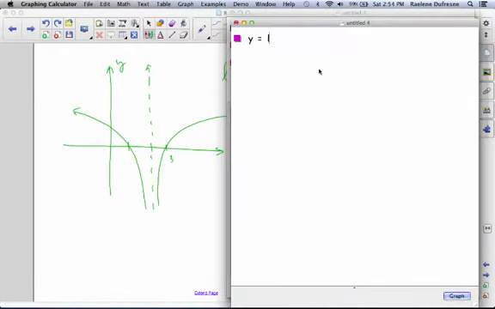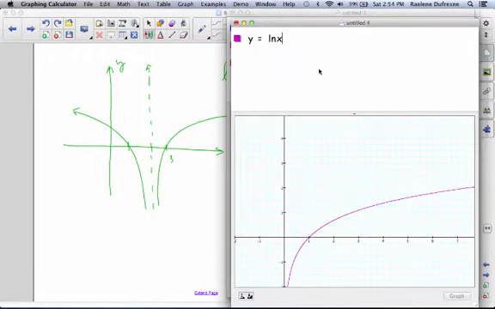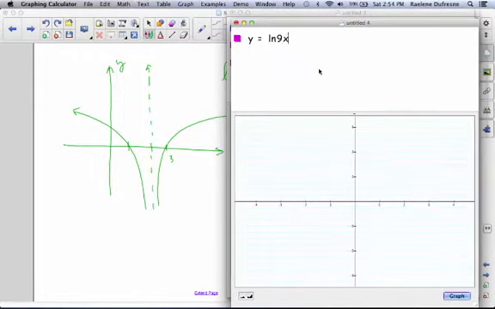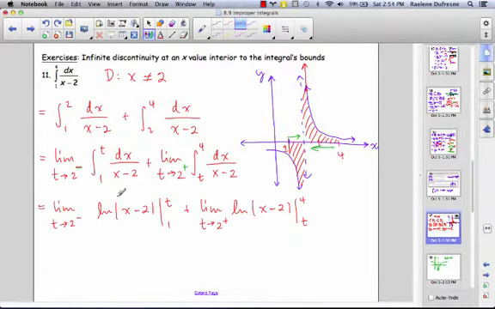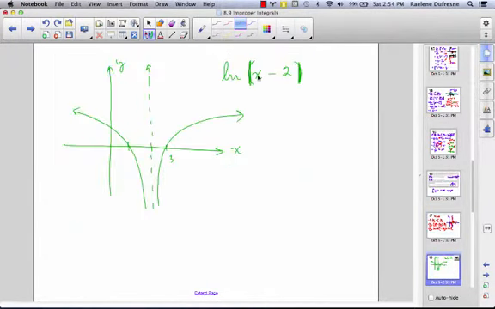Y equals the ln of x, first of all. Y equals the ln of x minus 2. And y equals the absolute value. Okay, so we have that graph, and we see that we have the x-intercepts at 1 and 3. And now we are going to interpret as t approaches 2 from the left on this graph. As t approaches 2 from the left, y approaches a height of negative infinity, same as t approaches 2 from the right.